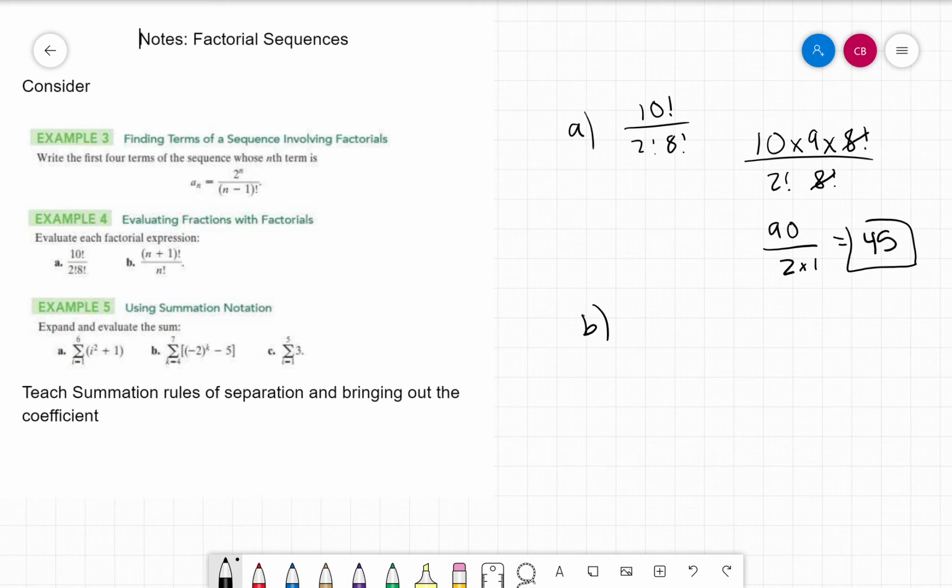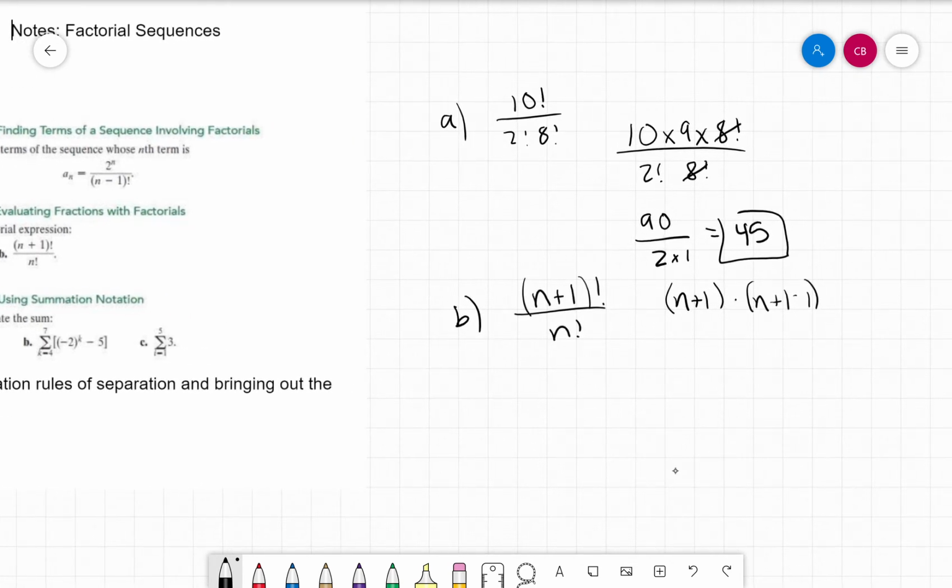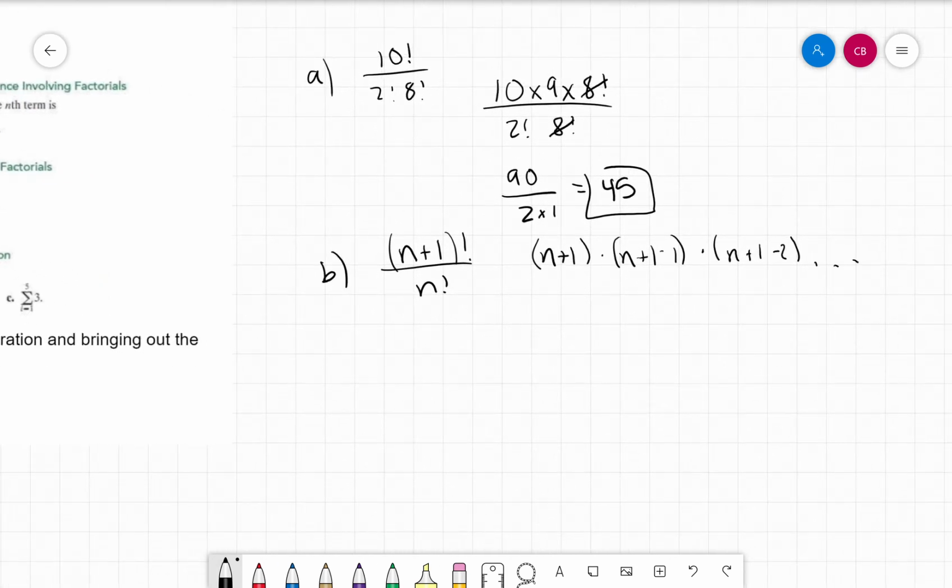For part B, we have n plus 1 factorial over n factorial. Well, n plus 1 factorial is n plus 1 times the next one down, so n plus 1 minus 1 times n plus 1 minus 2, and so on and so forth. Eventually you'll get to the last term, which is 1, times 2 times 1.